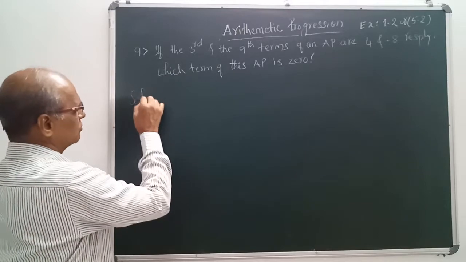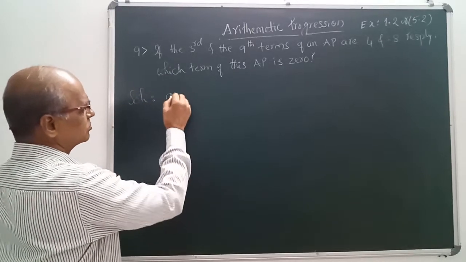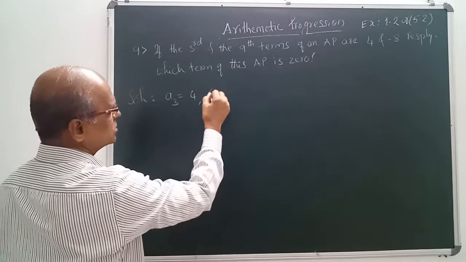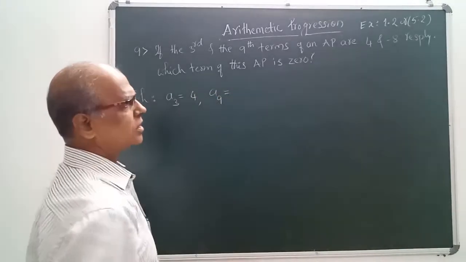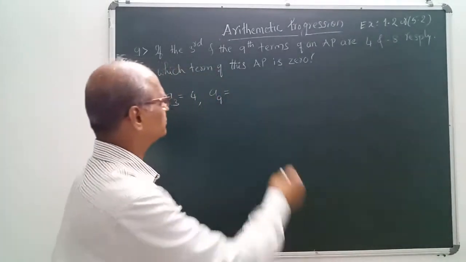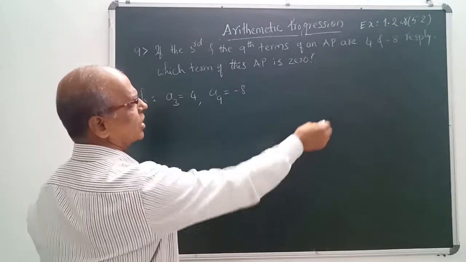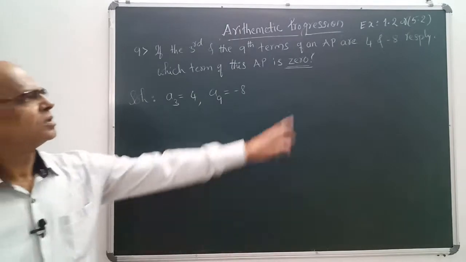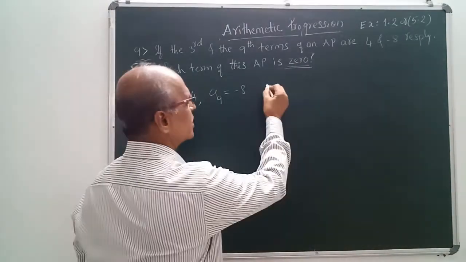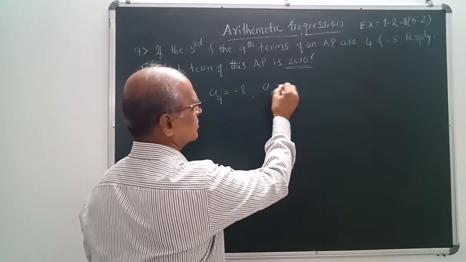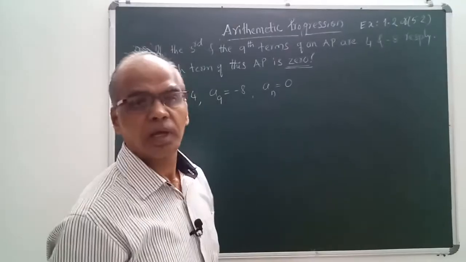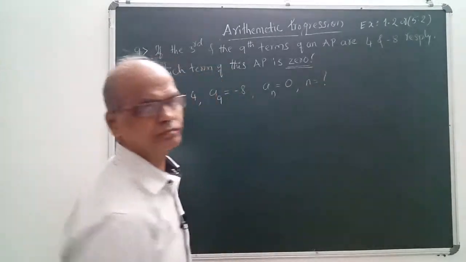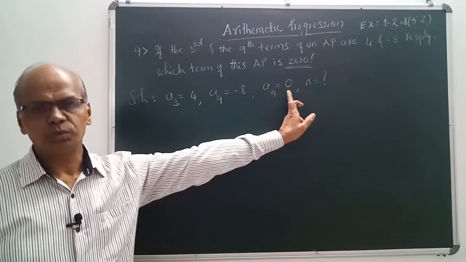So, solution. What is given here? Third term, that is A3. A3 is how much? 4. And what is A9? A9 is minus 8. And we have to take 0 as an. An is 0. What to find? Find n. Which term is 0?